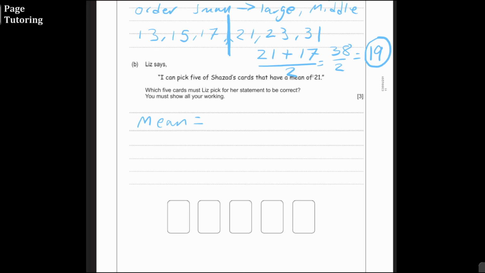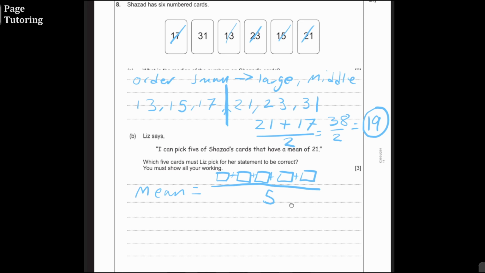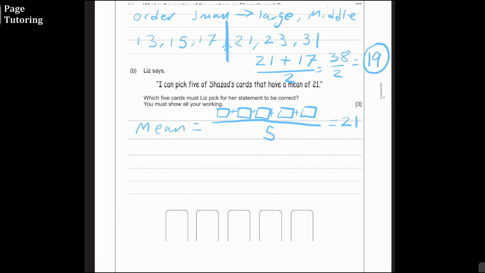would be equal to those 5 cards added up. So you could draw them as little boxes, 1, 2, 3, 4, 5. And then divided by the number of cards, so divided by 5. And the mean is 21. Okay, well you may be asking, I've got 5 unknowns. How am I meant to work out 5 unknowns?